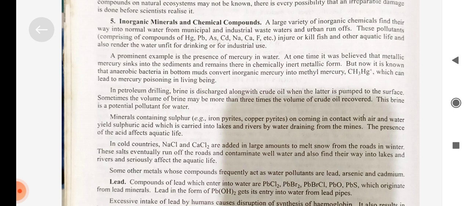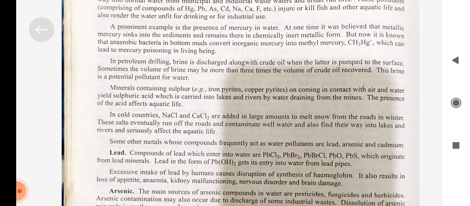At one time, it was believed that metallic mercury sinks into the sediments and remains there in a chemically inert metallic form. But now it is known that anaerobic bacteria in bottom muds convert inorganic mercury into methyl mercury, CH3Hg+, which can lead to mercury poisoning in living beings. In petroleum drilling, brine is discharged along with crude oil. When the latter is pumped to the surface, sometimes the volume of brine may be more than 3 times the volume of crude oil recovered. This brine is a potential pollutant for water.